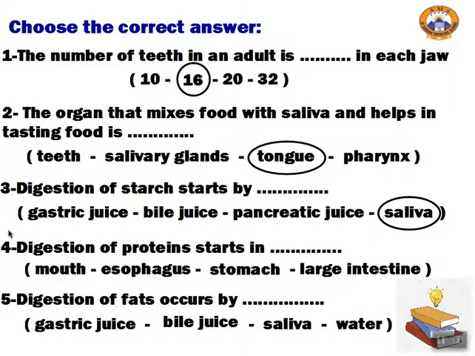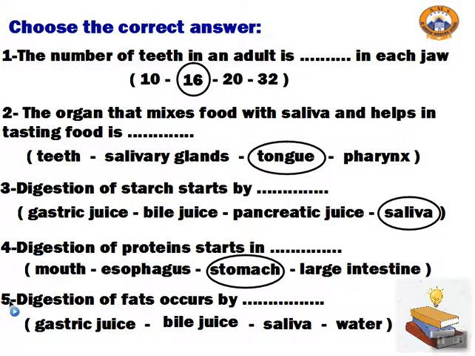Number 4. Digestion of proteins starts in what? What is the organ where the digestion of proteins starts? Is it the mouth? No. The mouth is the organ where the digestion of starch starts. But the protein starts its digestion inside the stomach, very good, by the help of the gastric juice.